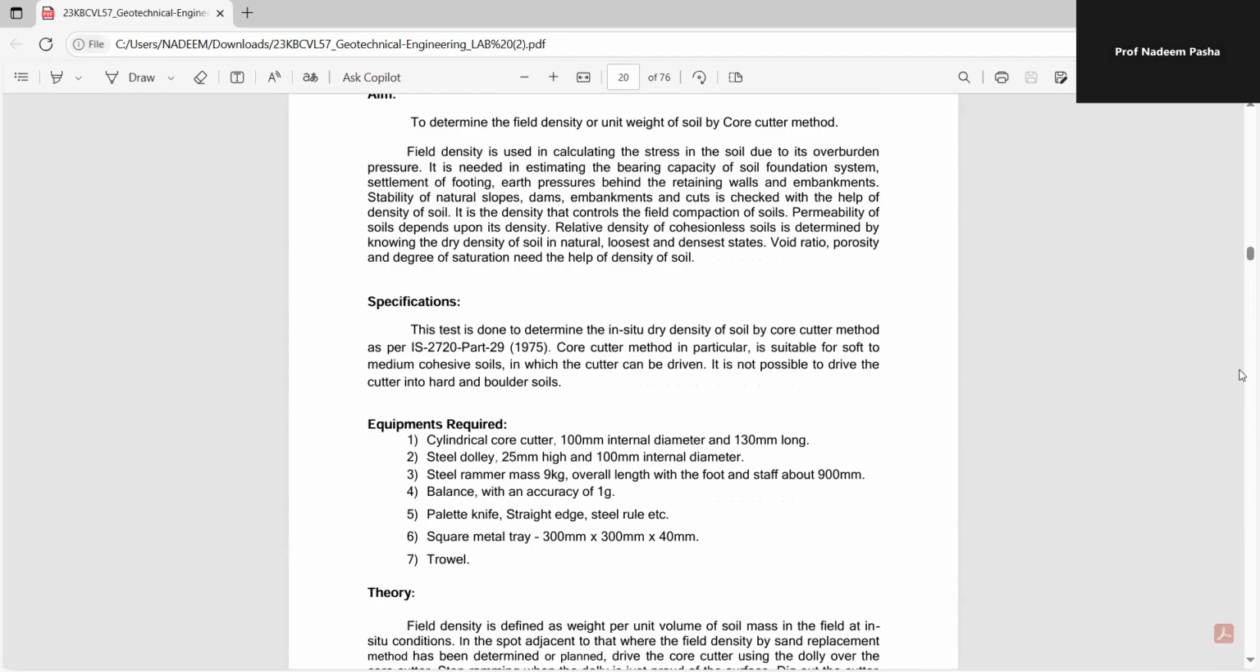So what is field density? Field density is used in calculating the stress in the soil due to its overburden pressure. Field density, what do we use it for? To calculate the stress in the soil due to its overburden pressure.